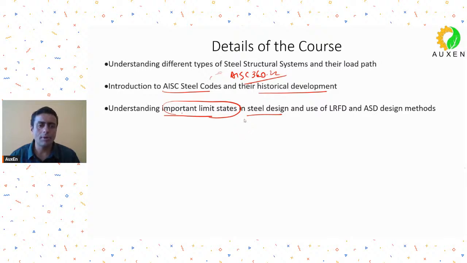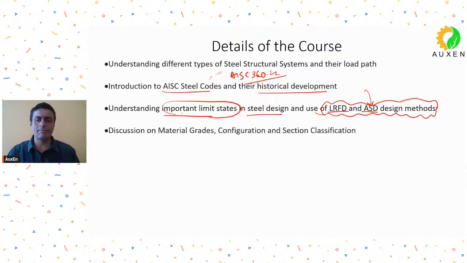So we'll understand the important limit states in steel design, and then we will understand these two methods that are highlighted in the AISC 360 code, that is the load and resistance factor design and the allowable strength design, LRFD and ASD. Nothing very difficult in this, but we'll understand these two different design methods that have been outlined in the code.